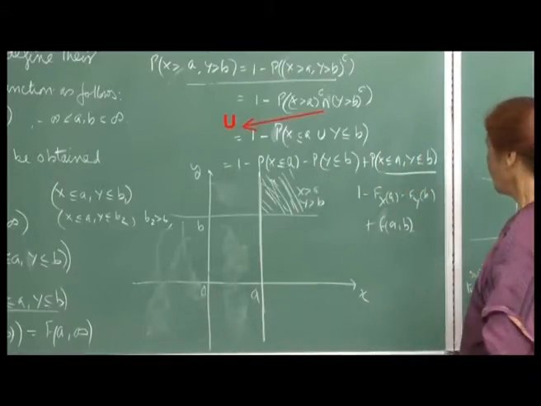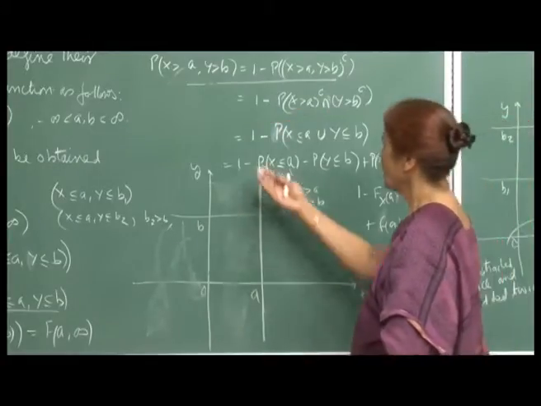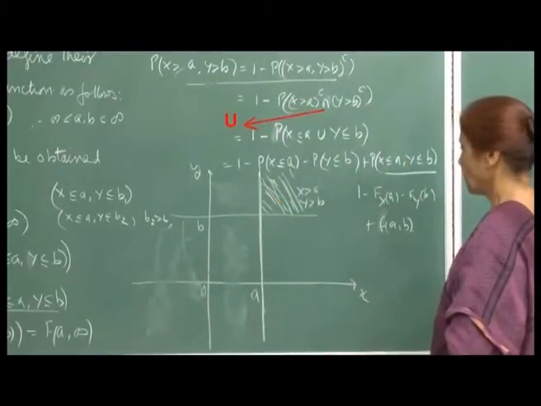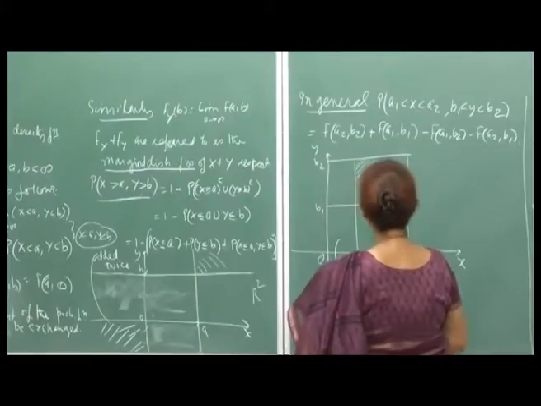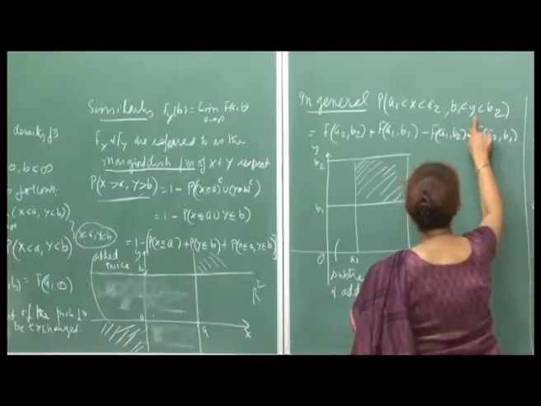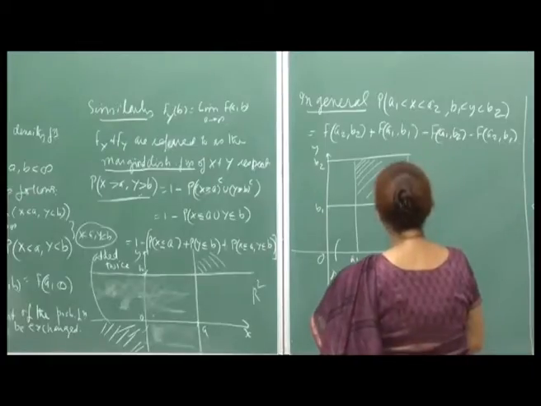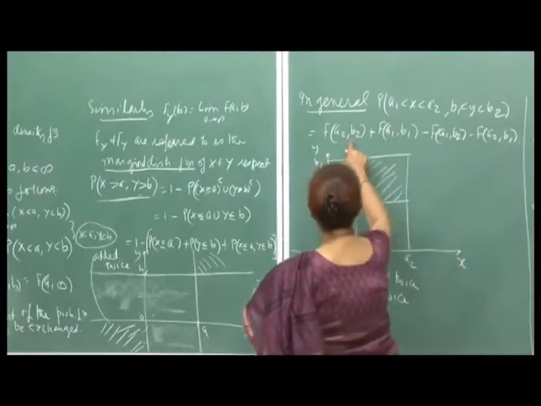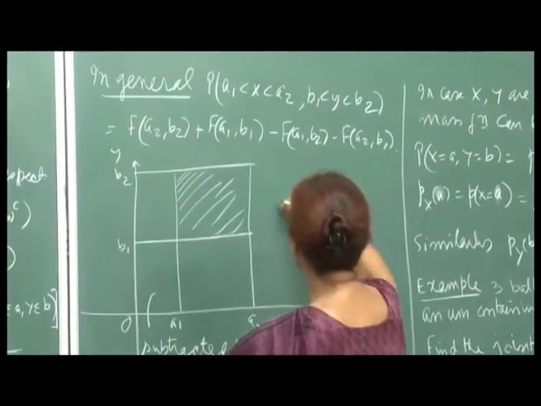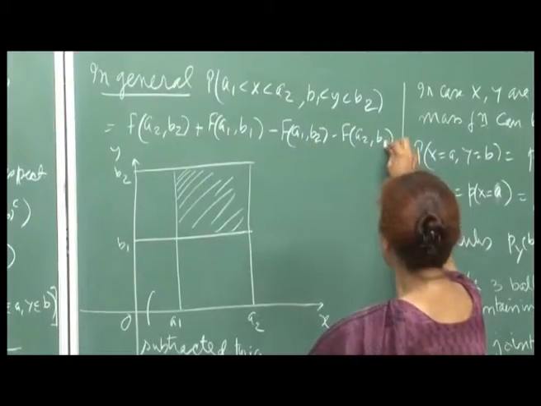Okay. So, now one can compute whatever probabilities you want related to these two random variables. It can be done once we have made this definition. Now, in general, if x is lying in the interval a1 comma a2 and y in the interval b1 comma b2, then this can be written as F(a2, b2) plus F(a1, b1) minus F(a1, b2) minus F(a2, b1).